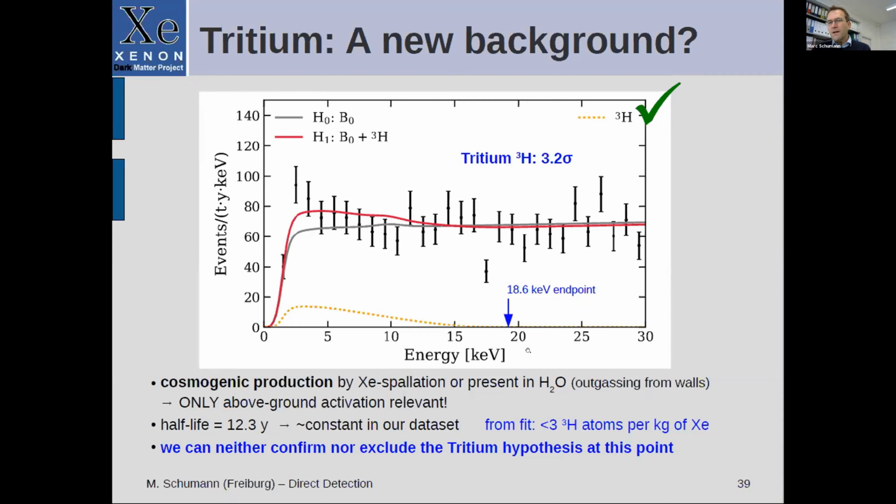But there are other effects. Maybe we have tritiated water, H2O, somewhere in our detector materials that is slowly outgassed. Or maybe we have tritiated hydrogen in our detector. We have no means to measure that. And if we would have 100 times more tritiated hydrogen than other molecules, which does not seem very likely, but we cannot measure it at the moment, it would be able to explain that excess. So the only thing we can say at the moment is, we can neither confirm nor exclude that tritium makes that excess. It's a valid hypothesis.